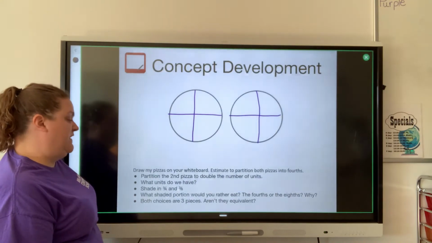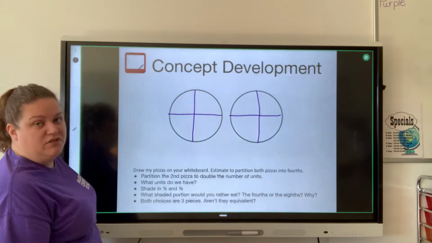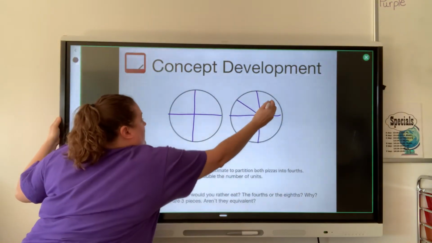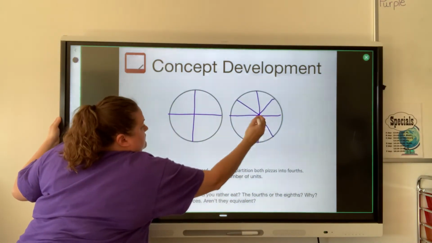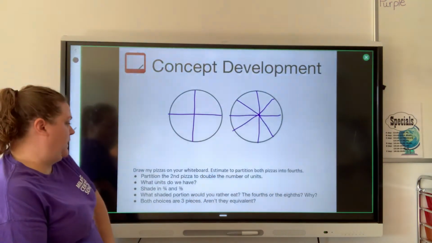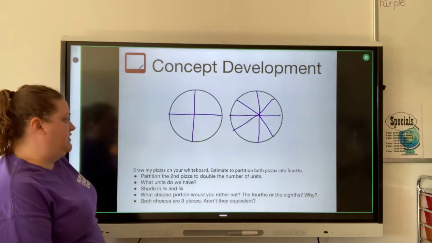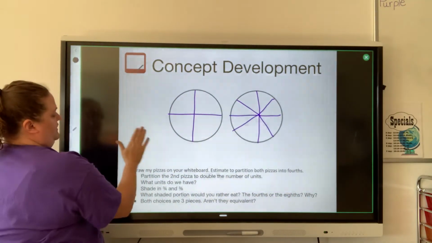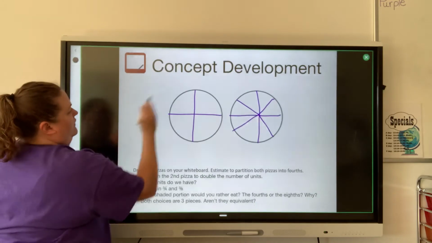Partition the second pizza to double the numbers. So we're going to double the numbers. So that means we're going to cut each piece into another half. Ooh, that's kind of messy, but it'll do for now. What units do we have? So in this one, we're doing fourths. Actually, I'm going to write it above it so we know what we're doing. This is fourths.